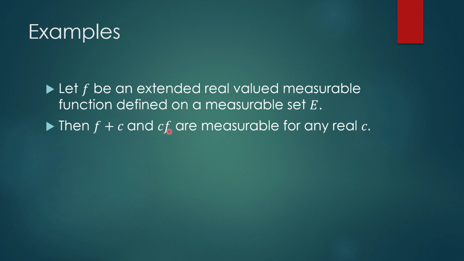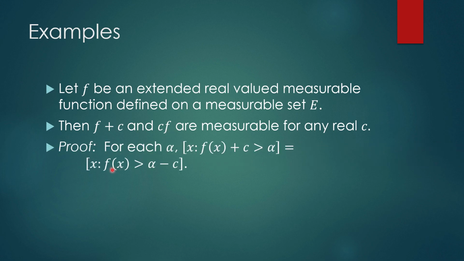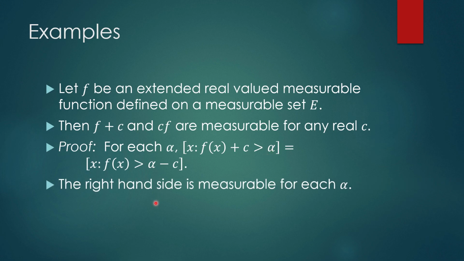All right. So proof: for each alpha, we are going to prove that the set of x such that f(x) plus c is greater than alpha is measurable. But this set is exactly equal to the set of x such that f(x) is greater than alpha minus c, and this is another real number. Since f is measurable, this set is measurable for any alpha. Therefore the function is measurable, the right hand side being measurable for every alpha. All right. So therefore, f plus c is a measurable function.